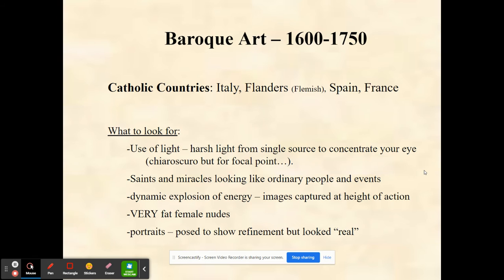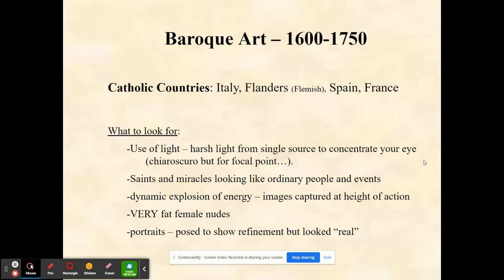Baroque art tends to have a lot of energy to it. There's a lot of expression to it. They typically have a single light source, a focused piece of light that comes into it. And there are a lot more portraits. They're very realistic, refined style.